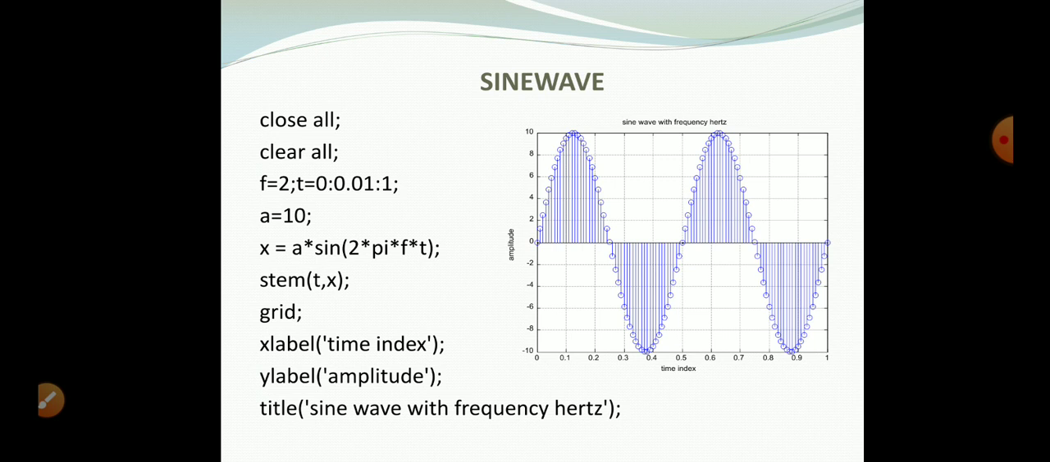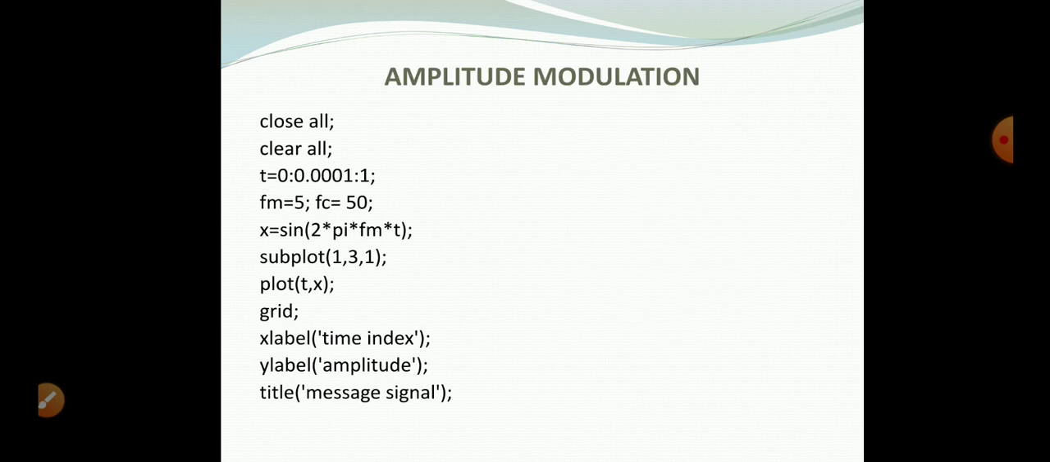By using this information, we are going to plot a sine wave using the function x equal to a into sine 2 pi f t. And then stem t comma x means plot the sine wave in stem format, where t is on the x-axis and x is the amplitude of the wave. And then grid to represent the graph in grid format, and xlabel, ylabel and title as we said before in the previous programs.